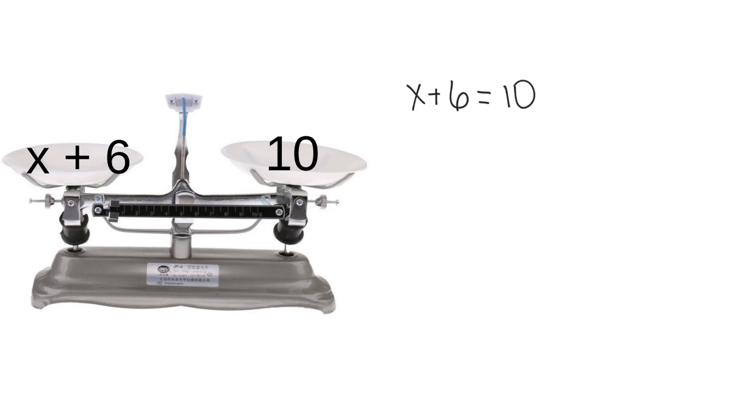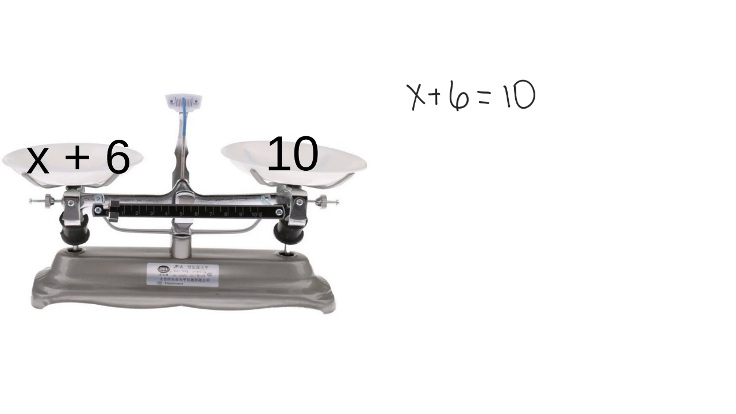Now, our job is to get x by itself, but we've got to keep things balanced. So in order to get x by itself, we're going to first have to get rid of this 6. That is what is on the same side as the x. When I go to get rid of that 6, I want to try and cancel it out.